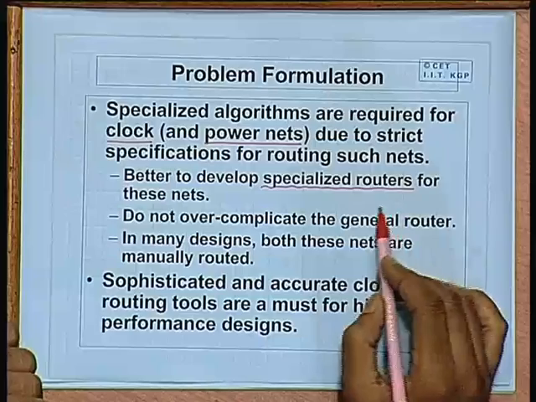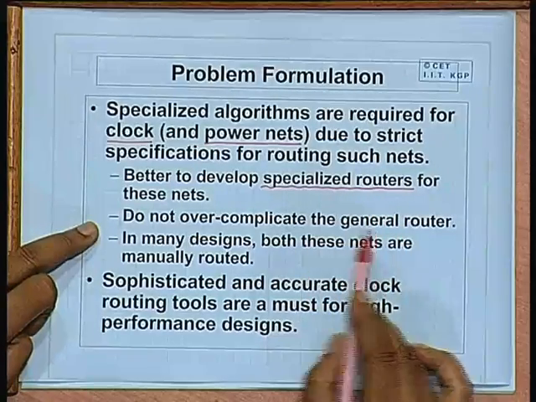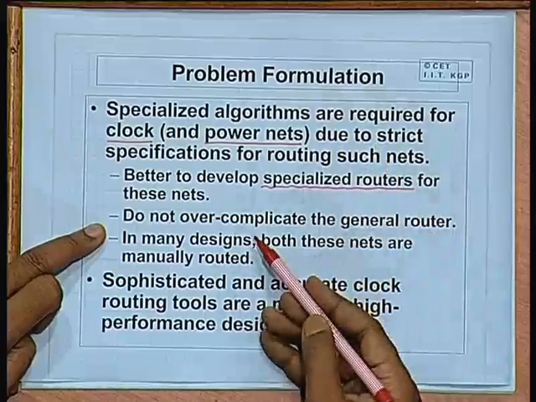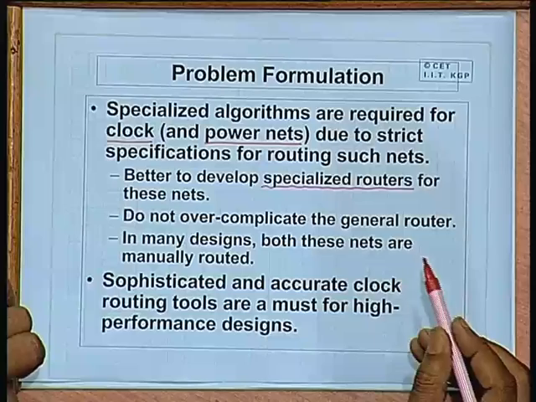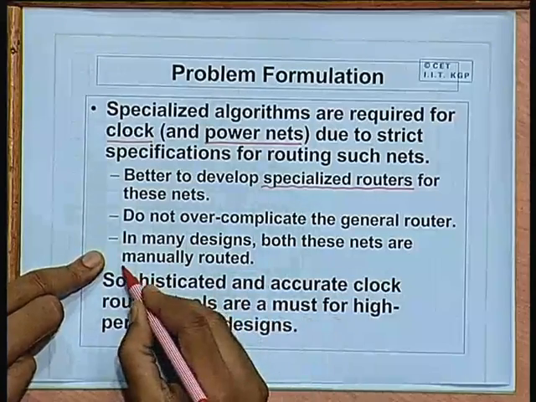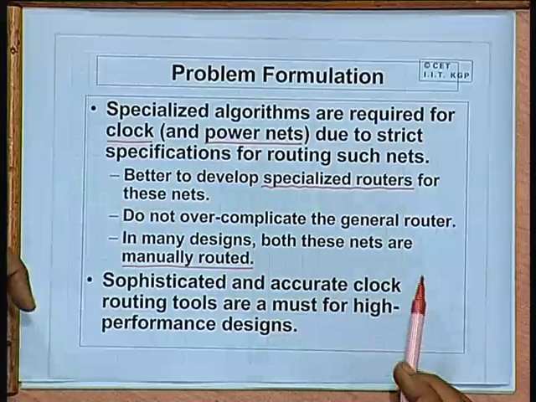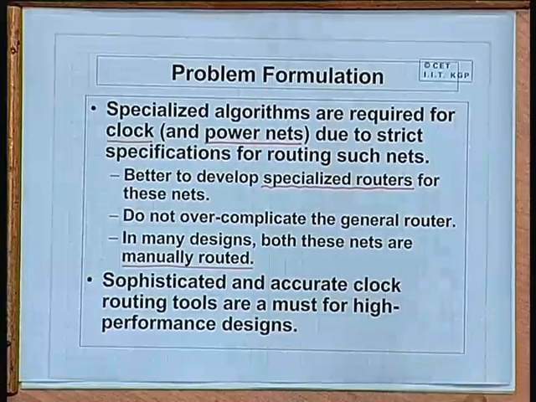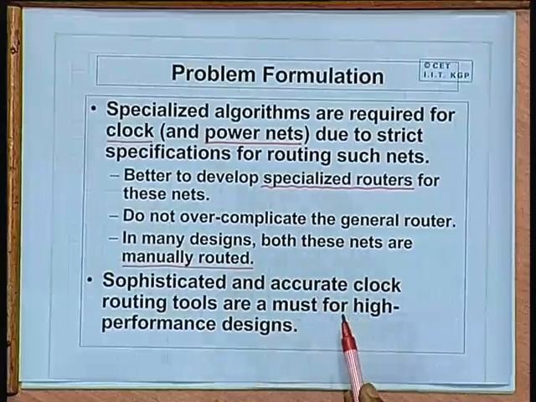Now, the development of these special purpose routers will also simplify the general router, because if you want to incorporate all the constraints in a single router, then the router algorithm may become quite complex. Typically, these two nets are routed separately. This is done either manually or through a semi-automated process. Normally, clock and ground are not entirely left to the automated router to complete an interconnect. Particularly for high performance design, an accurate clock routing tool is essential.